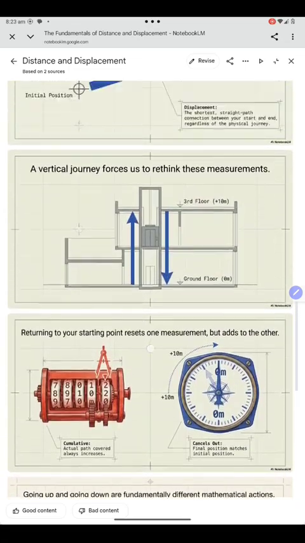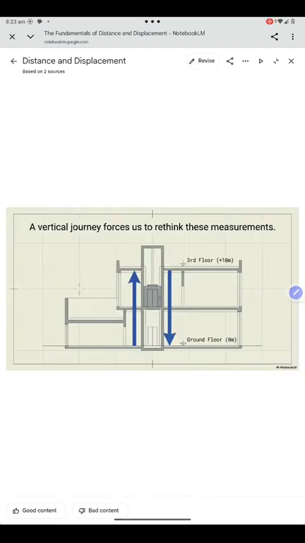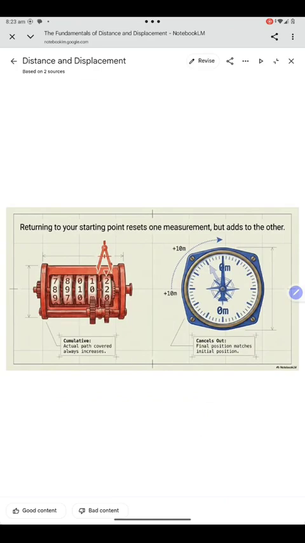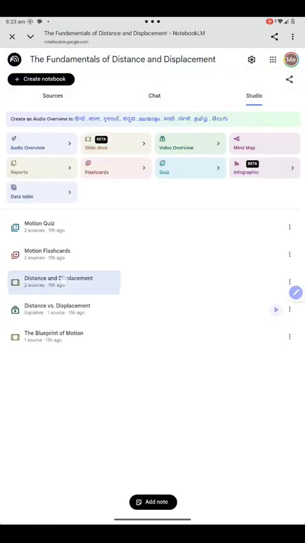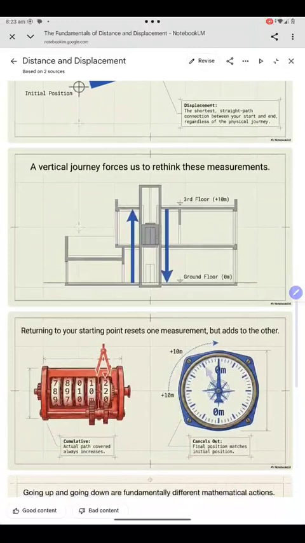But we would see here that what is the initial position for this? The ground floor is the initial position, whereas the third floor is the final position while going up, and while coming down you have ground floor as the final position and third floor as the initial position. So can you figure out any difference between going from ground floor to third floor and coming back from third floor to ground floor?